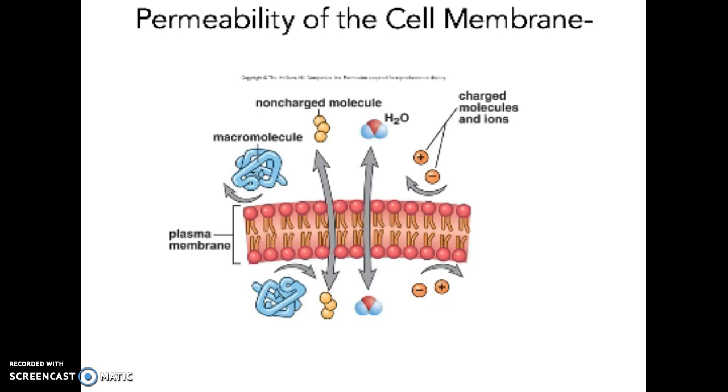Certain molecules are able to freely cross the membrane without any energy, such as the non-charged molecules, which are CO2, O2, glycerol, and alcohol, and they're able to freely cross the membrane by passing through the phospholipid bilayer. These molecules follow their concentration gradient, which means moving from an area of high concentration to an area of low concentration.